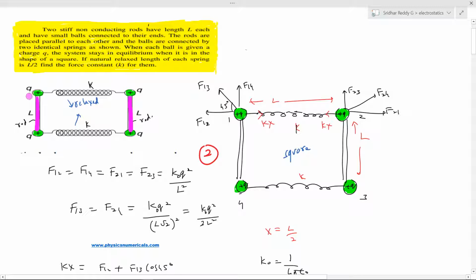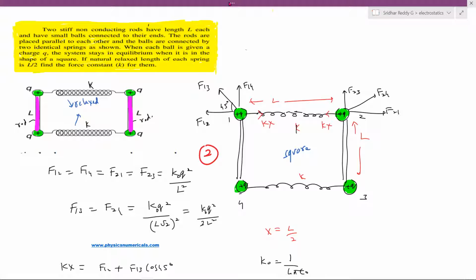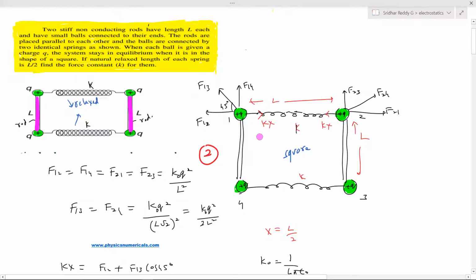Then the moment I release them, because of electrostatic force, what will happen to the spring? It will get elongated. Now, why does it get elongated? Look at the electrostatic force, how we have it. So this will be F12. Why F12? Because I give numbers to the charges 1, 2, 3, 4. All of them are like charges. So the F12 will be in this direction.